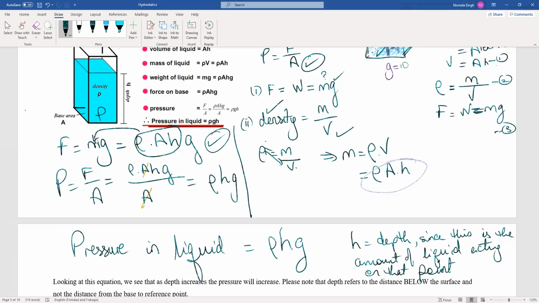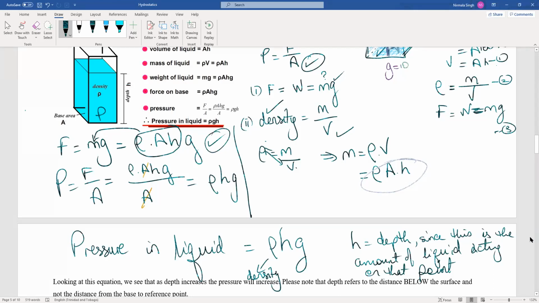All right, so h is your depth. Pressure in a liquid is given by rho, your density, by your height, where height here is the depth. So this is the amount of liquid that is acting on a point. We want the weight of the liquid acting down multiplied by your gravity.